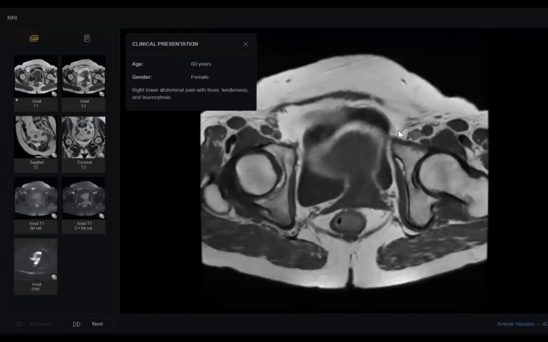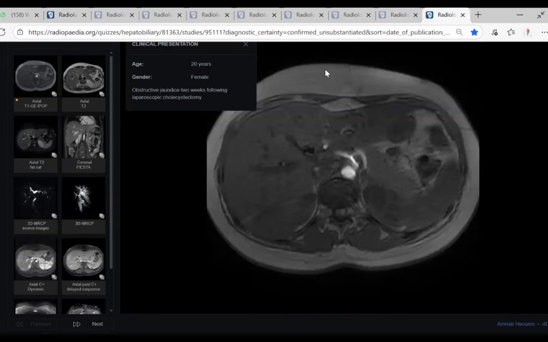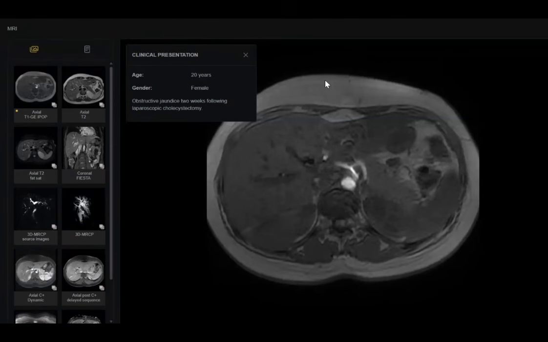So the last case was Wolman disease. Any question about this case? Any para-aortic soft tissue? Yes, there are multiple peri- and para-aortic lymph nodes.